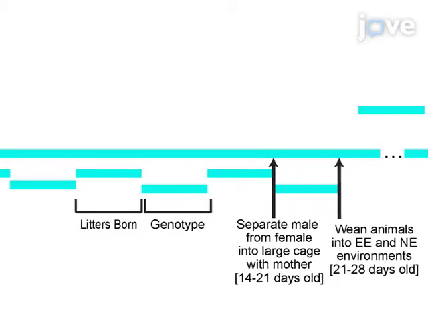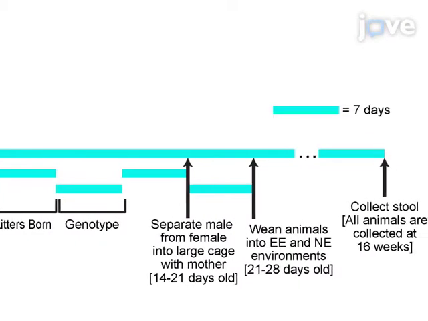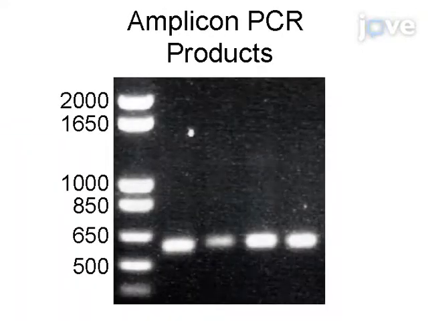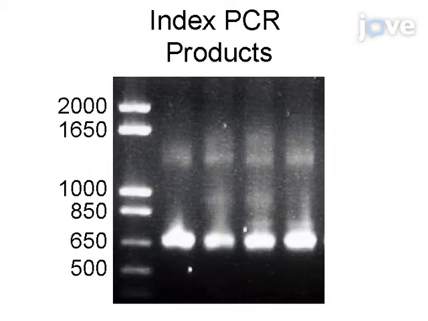After 16 weeks, the animals were euthanized and stool samples were collected to isolate microbial DNA. Next, PCR was used to amplify the 16S ribosomal subunit in the samples to survey the microbiome components. The reaction products were then identified using barcode indexing.